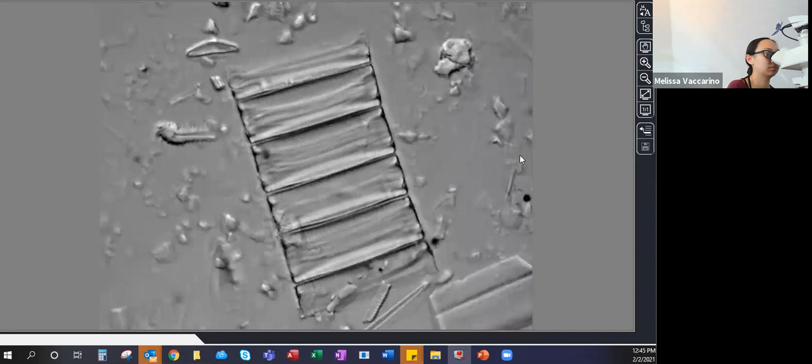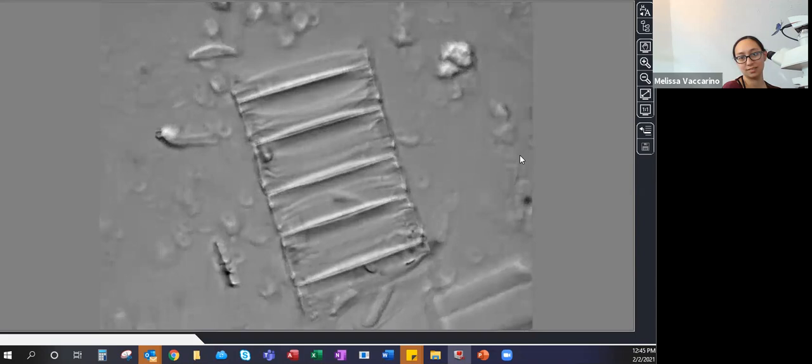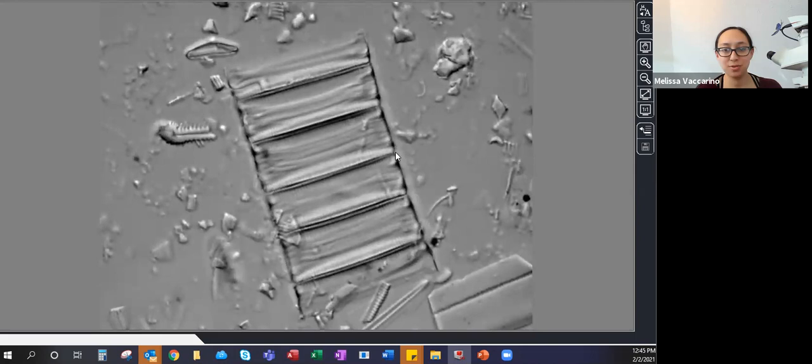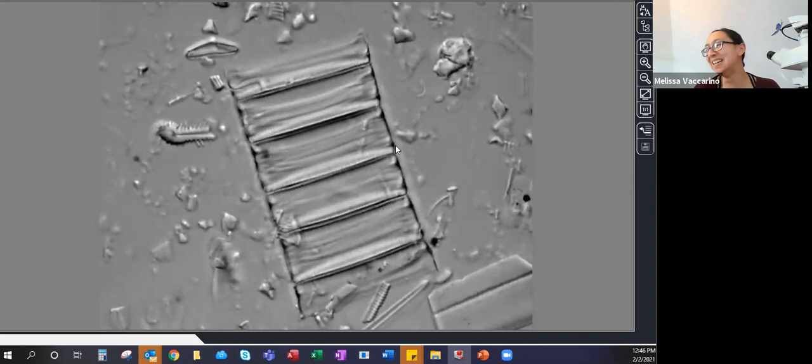I'm going to try very slowly to focus. For me, I'm looking right here to see if there's any raphe, and I don't see one, if that's helpful. Fake Eunotia, yes.